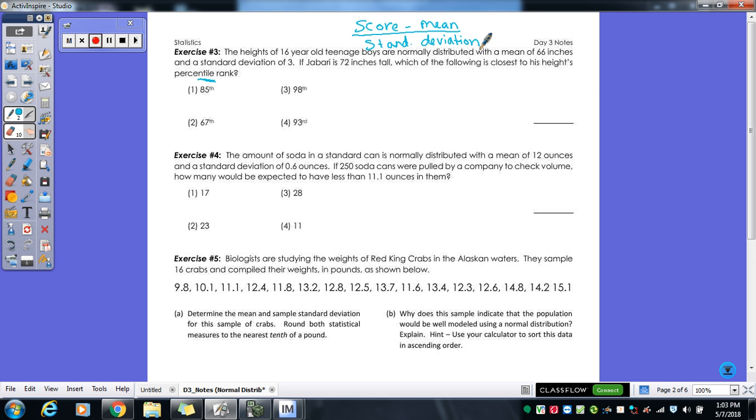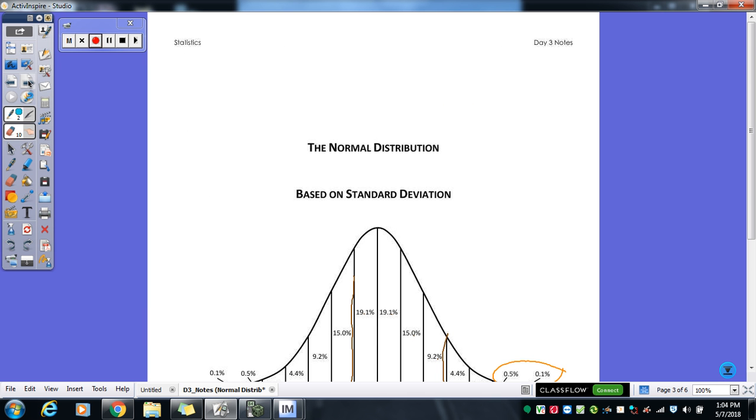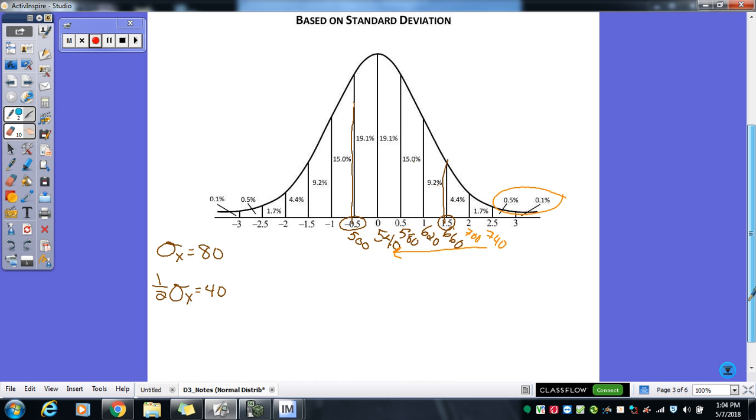So for Jabari, he's 72 inches tall, the mean was 66, standard deviation of 3. So subtract, divide, we get that he is 2 standard deviations above the mean. So if we take a look at our bell curve, he is 2 standard deviations above the mean.